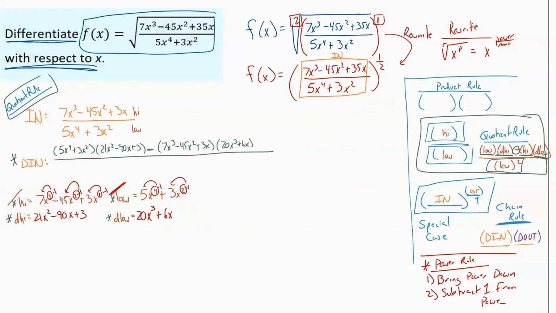So put a big division bar, wrap a set of parentheses around the low piece, whatever that might be. 5x to the fourth plus 3x squared here. And then all of that stuff squared. So there's our d in.